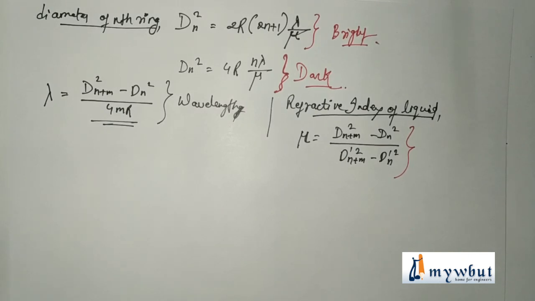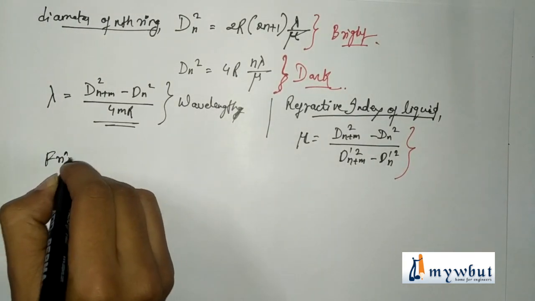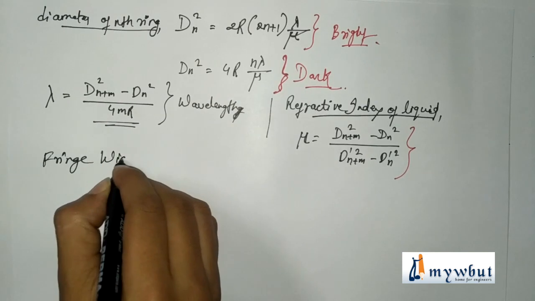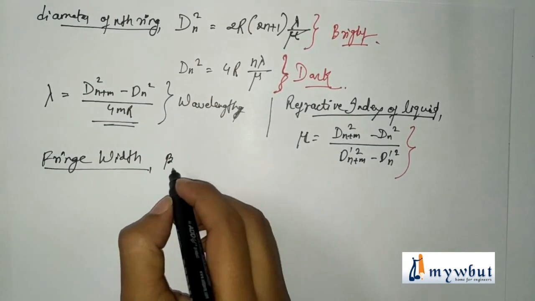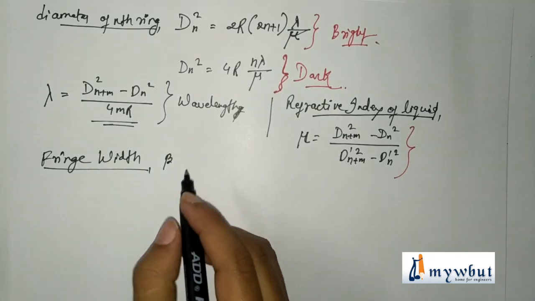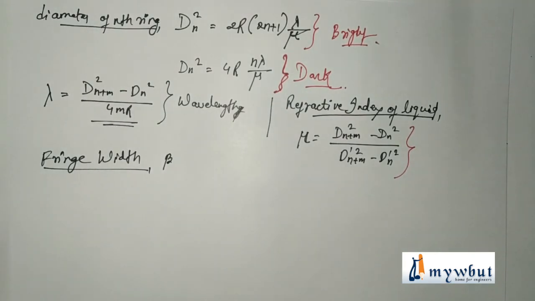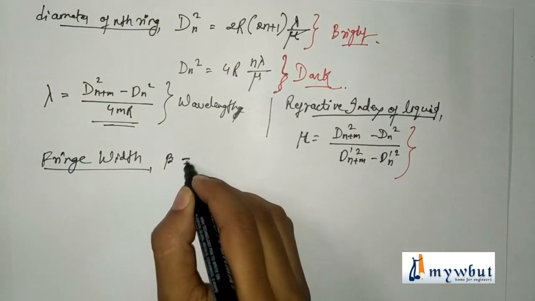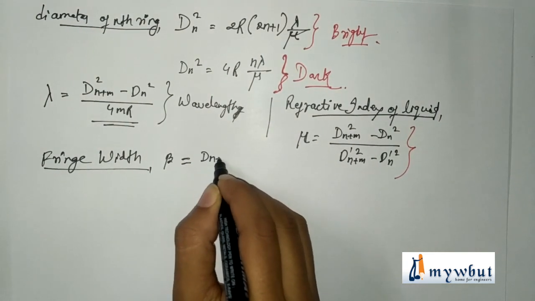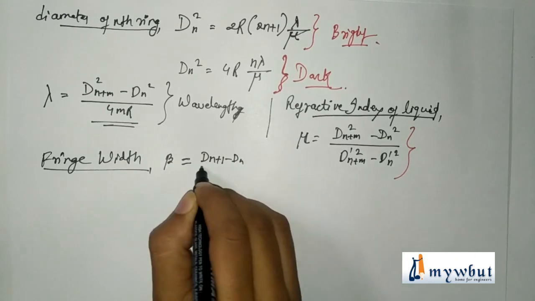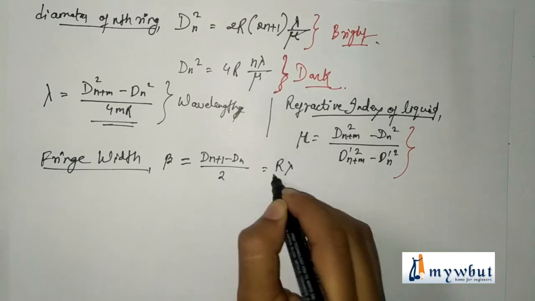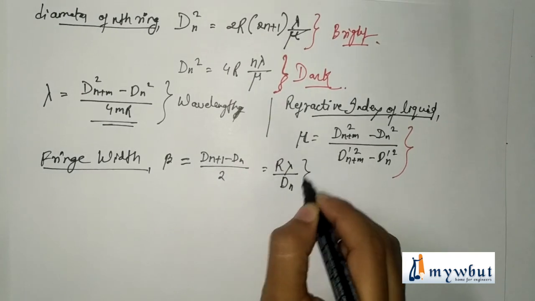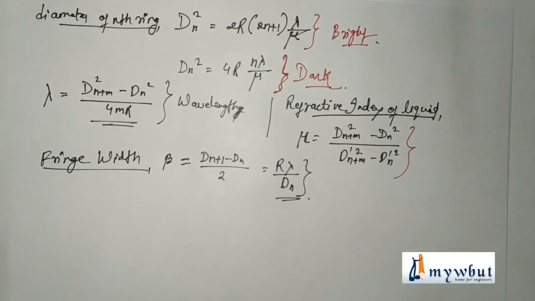So here, after all these, we also have the formula for taking out the fringe width. As previously, we are considering it as beta. So beta will be equal to dn plus 1 minus dn by 2, so that will be equal to R lambda by dn. So this is the formula for fringe width.